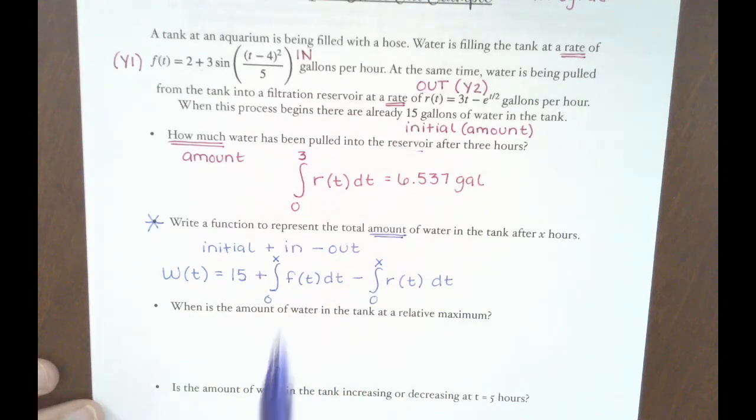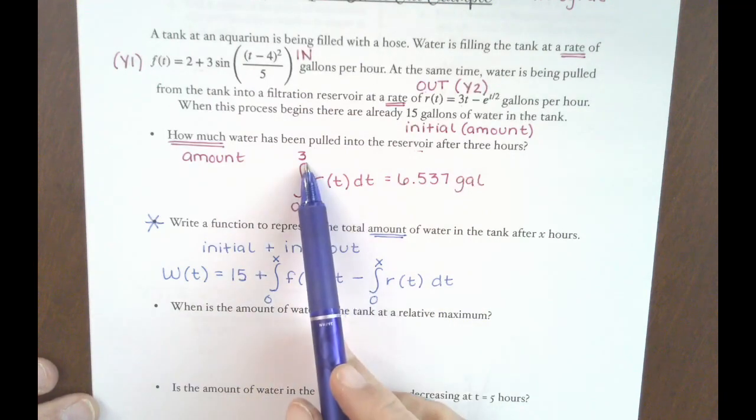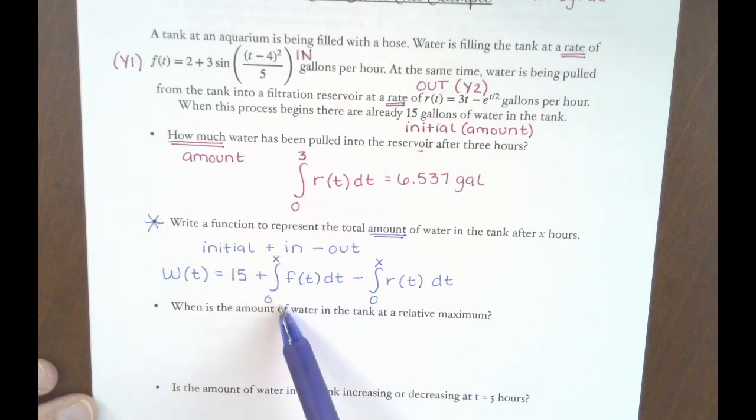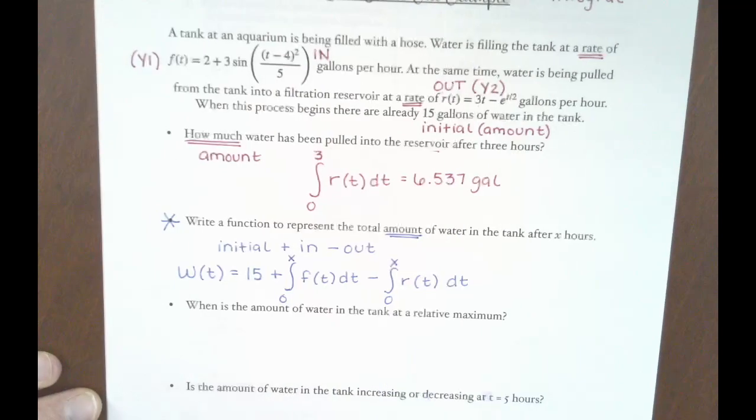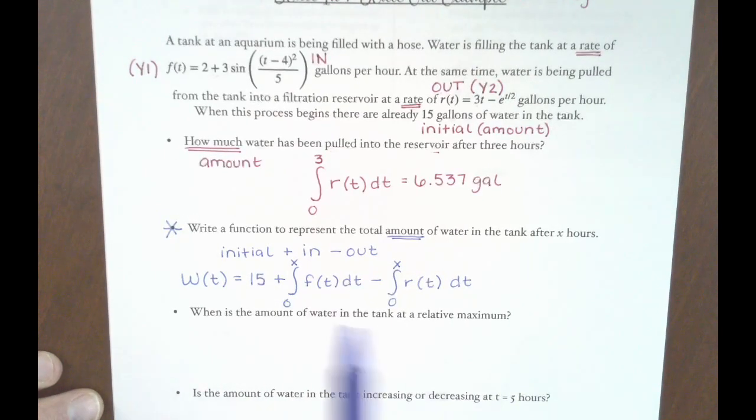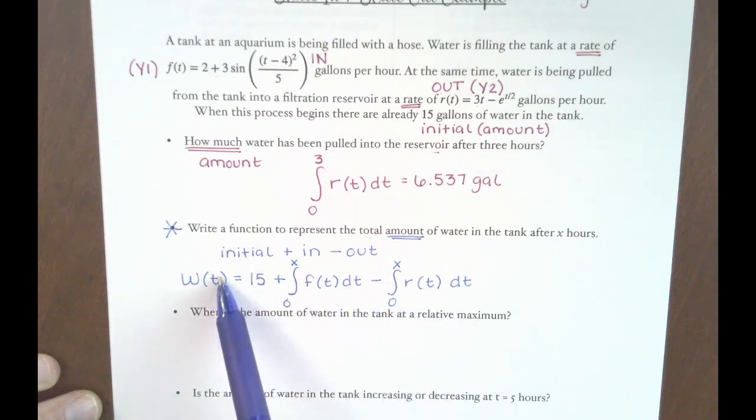So at any given amount of time, this one up here, for example, was after 3 hours, but I could go 5 hours or 7 hours or whatever. I could figure out how much actual water is sitting in the tank at that moment by taking what did I start with, what did I add, what did I take away. Now, there's really no math to do here, but this equation is going to be helpful later on in the problem, so we're going to keep coming back to this.